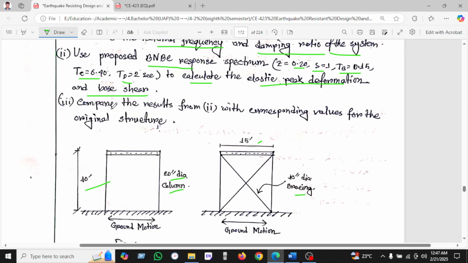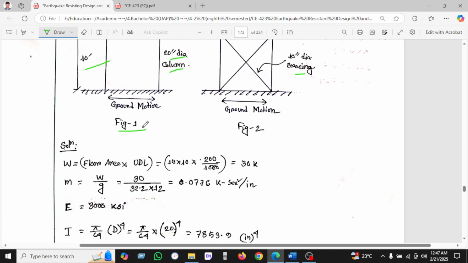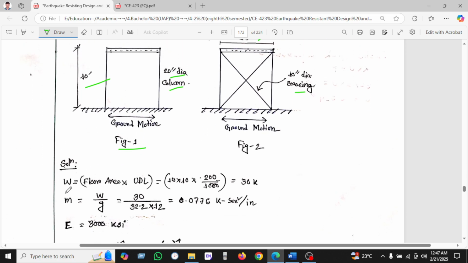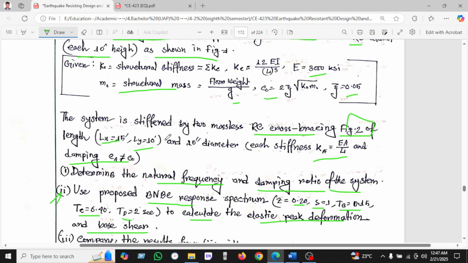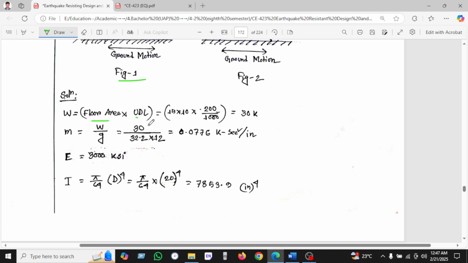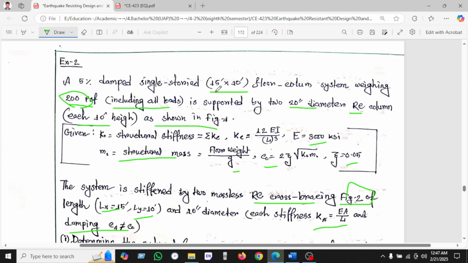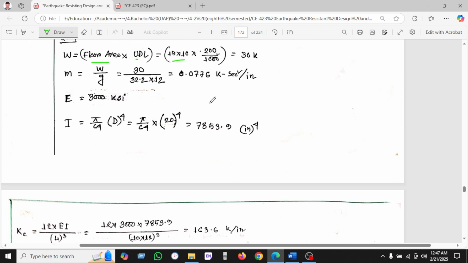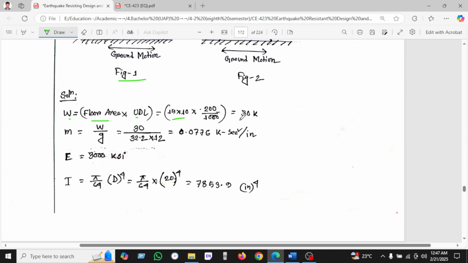Okay, and another one, we have to compare the result from step 2, which is found here, with the corresponding value from the original step. Okay, let's start. We know W is given by floor area times UTL. As UTL we have found 20 psf, and the floor area 10 times 15 times 10 is given here. In this way we can find the weight, which is 30 kips.